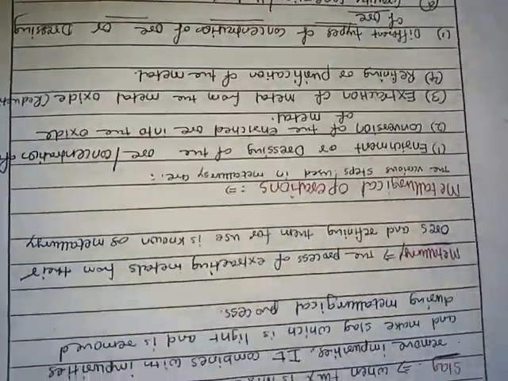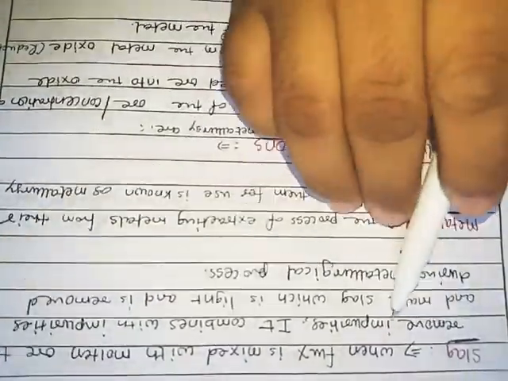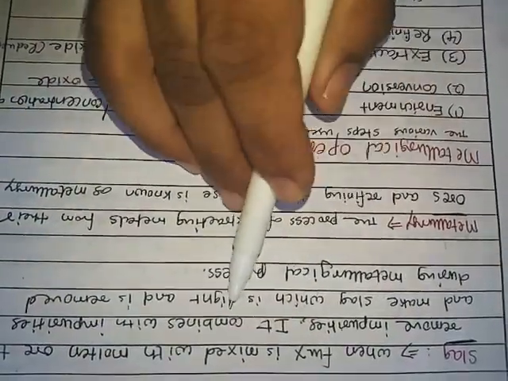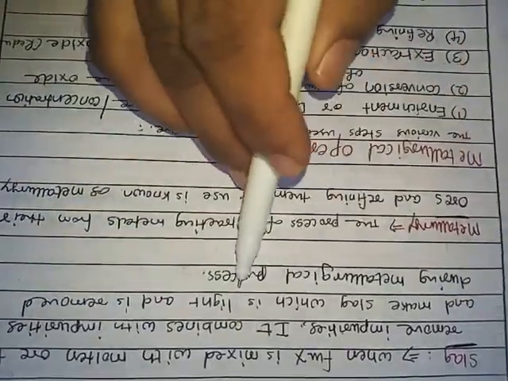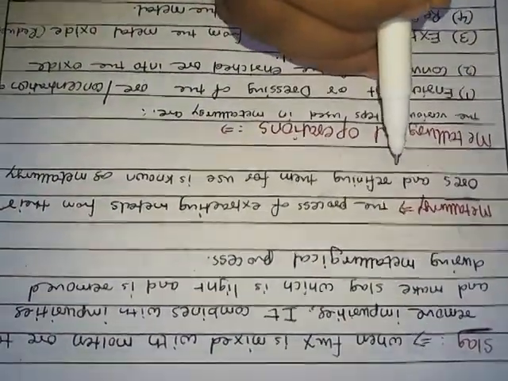Next, what is slag? Slag forms when flux is mixed with the molten ore to remove impurities. It combines with impurities and makes slag, which is light and is removed during the metallurgical process. Now we have seen what slag is.